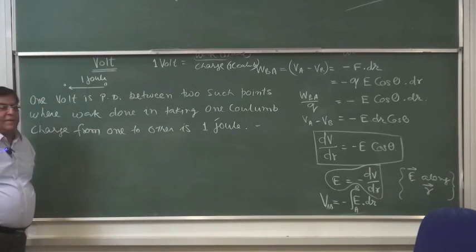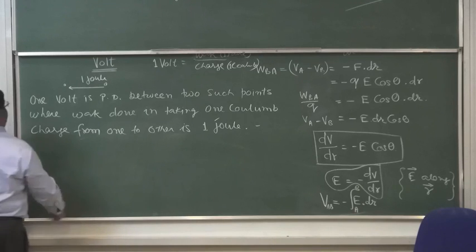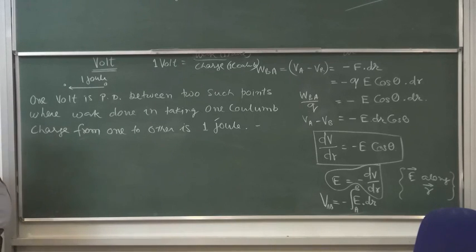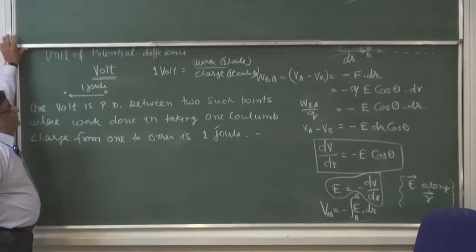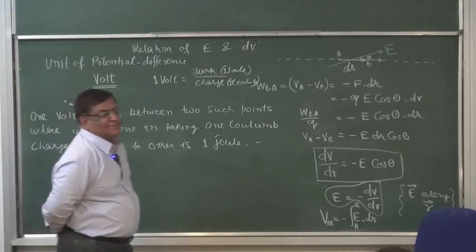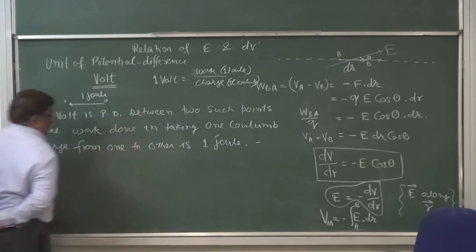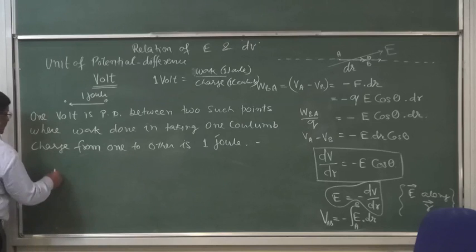If 1 coulomb is taken from one point to the other point, work done is 1 joule. Then the potential difference between 2 such points is 1 volt. This is 1 volt. Now, can you tell me the dimensions of it? Find out the dimensions of potential difference or volt.